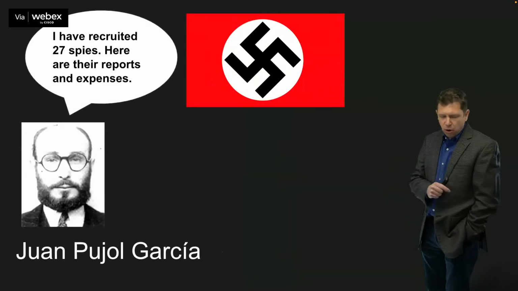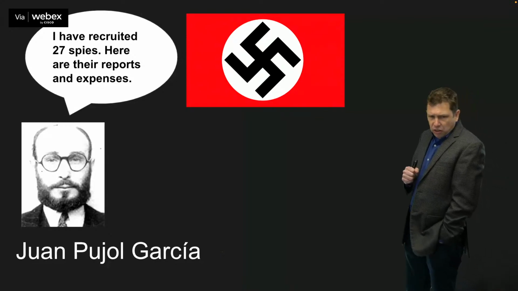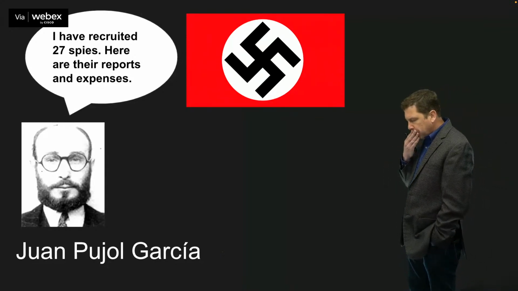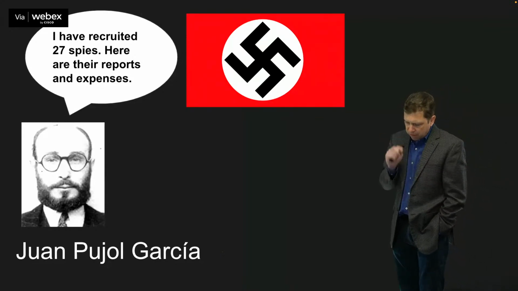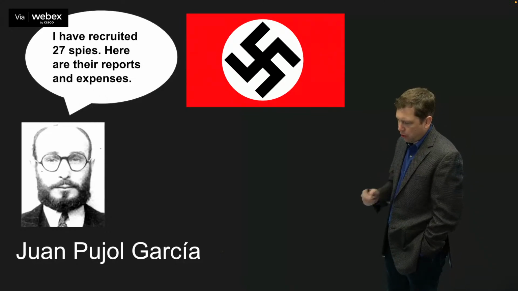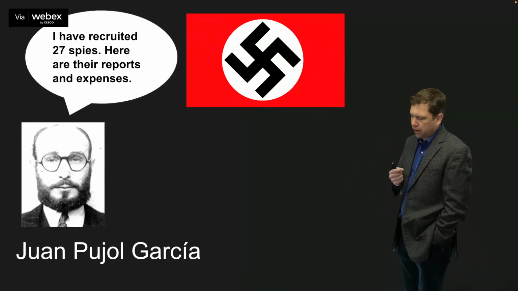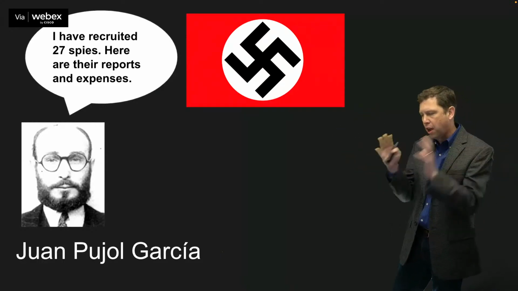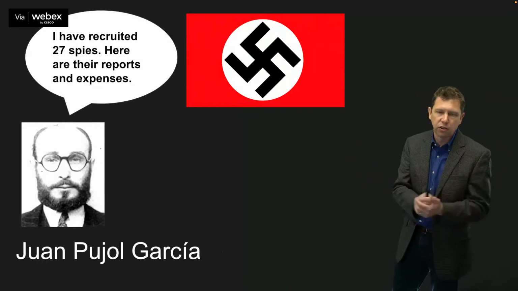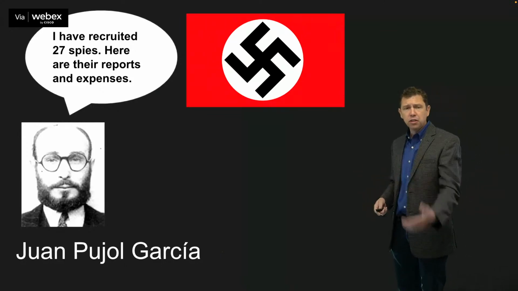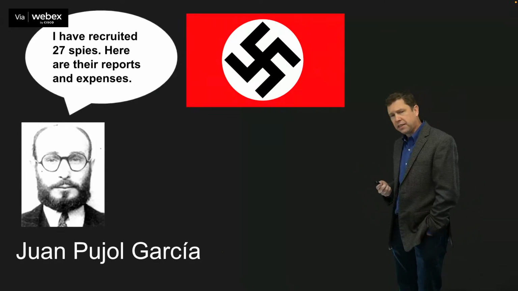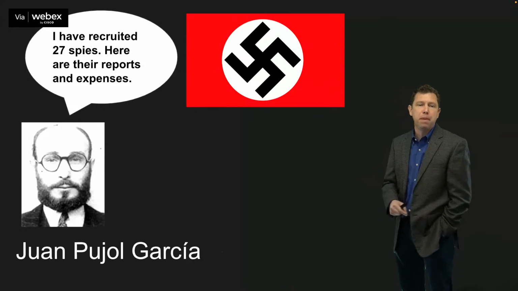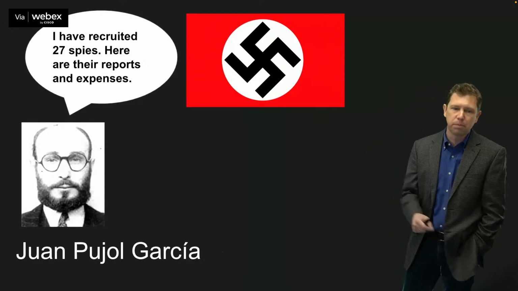Okay, back to our story, back to Pujo. So Pujo goes back to the Nazis, and I think he actually did this before, or started doing this even before he got back in contact with Britain. And I'm simplifying things here. I believe he actually contacted somebody in the US who got with Britain and said, hey, you really need to take this guy seriously. Anyway, he goes back to the Nazis and says, hey, I've recruited 27 spies. Here are their reports and all their expenses.